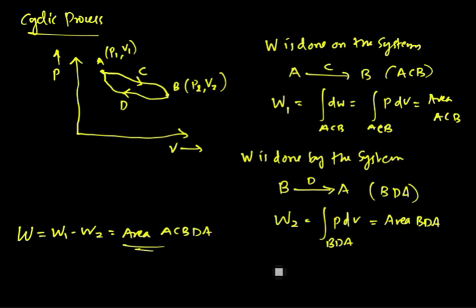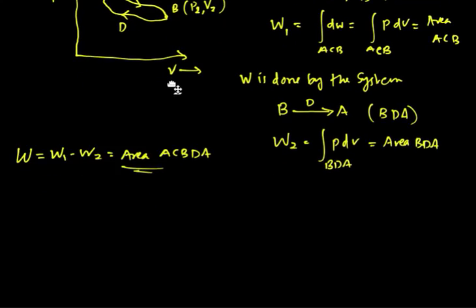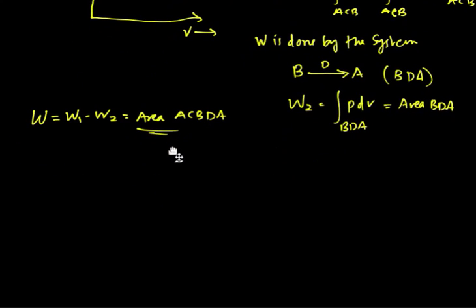So now we have to discuss work done in different processes like the isothermal process, adiabatic process, isobaric process and isochoric process, that we will discuss in the next lecture.